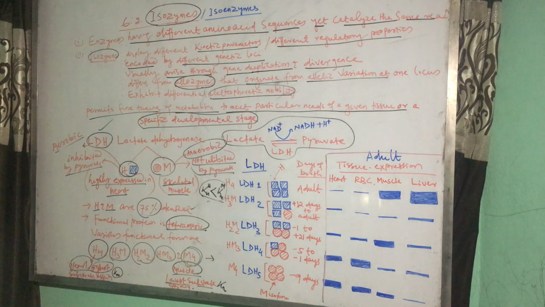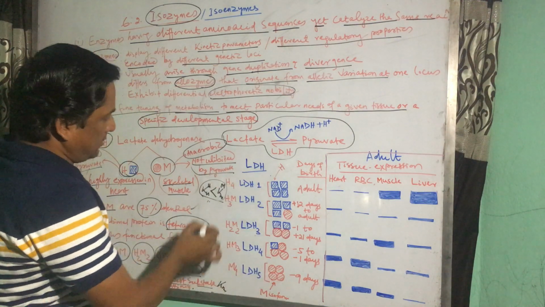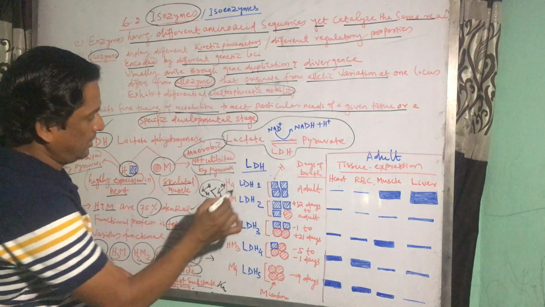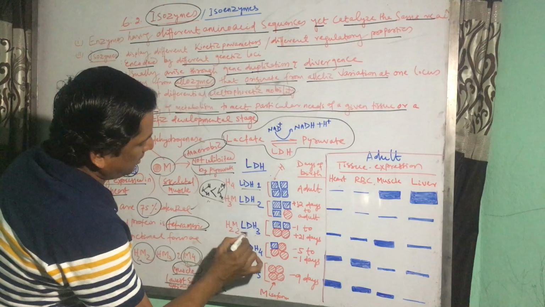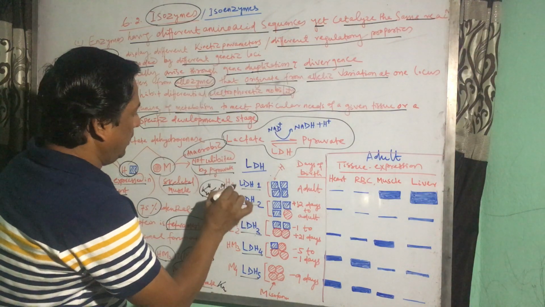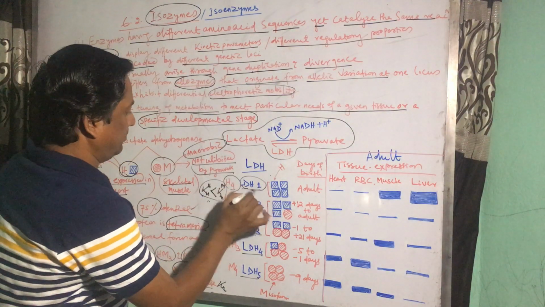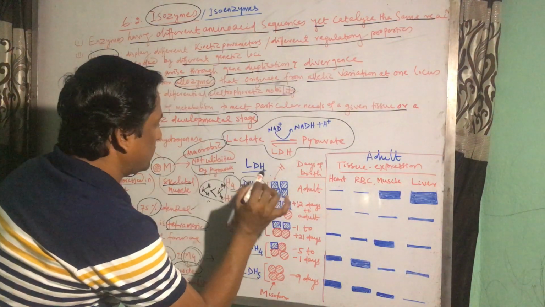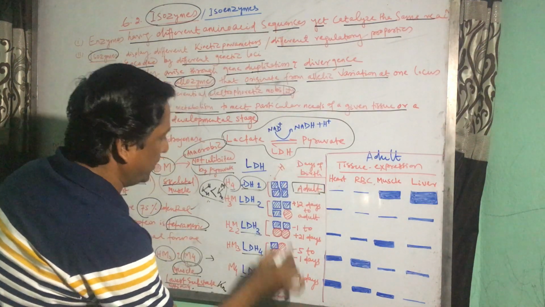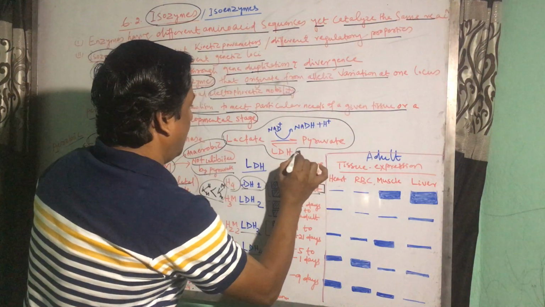Now we will see what the advantages of these two types are. The 5 different combinations of H and M type peptides create different isoforms of lactate dehydrogenase. When all subunits are of H type, it is LDH1, and this LDH1 is found mostly in adult heart tissue. These combinations are taken from the adult rat heart tissue.